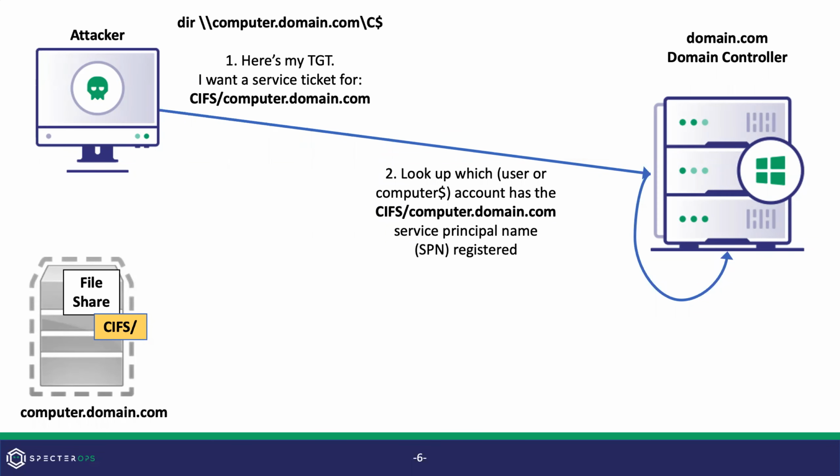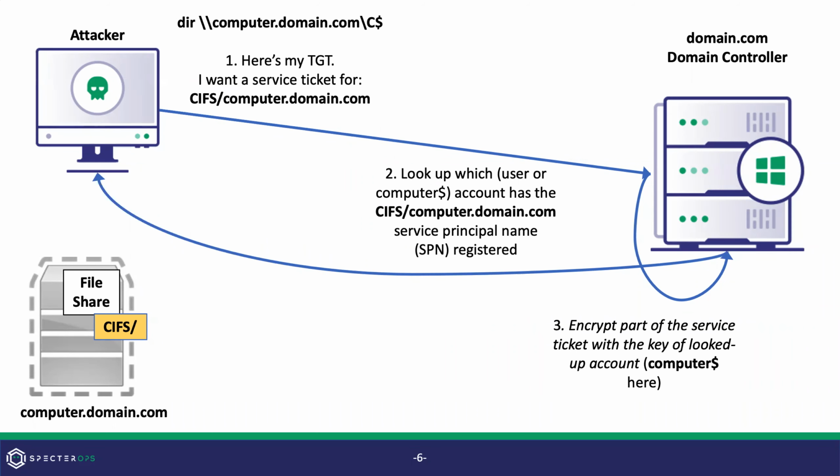The domain controller will then look up which user or computer account has the CIFS/computer.domain.com service principal name registered to it. In this case, it's going to be the computer$ account, the machine account. Then it'll encrypt part of the service ticket with the account key or hash that had that service principal name registered to it. In this case, that's going to be the hash of the computer$ machine account.